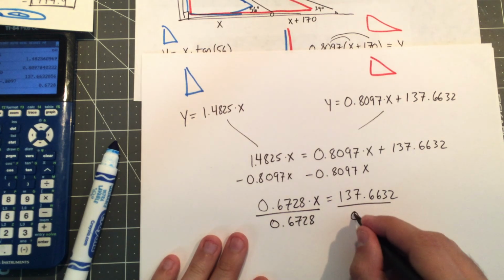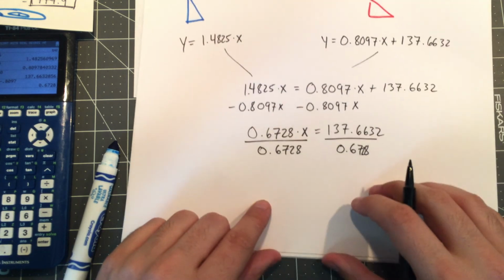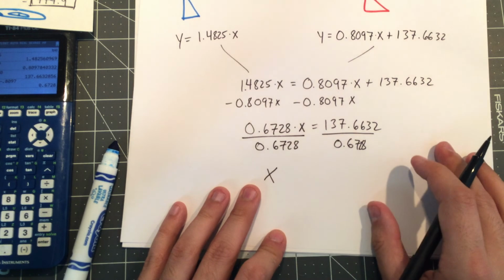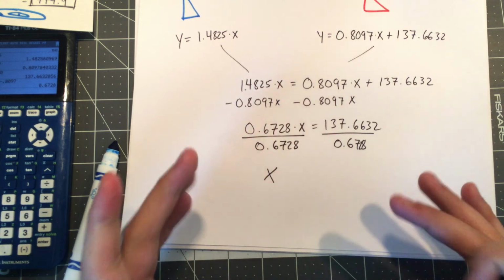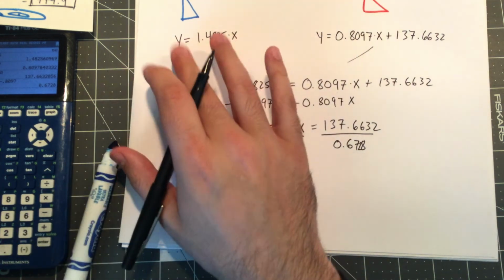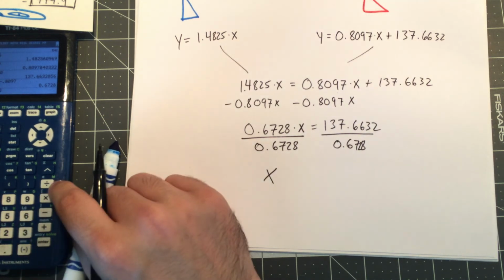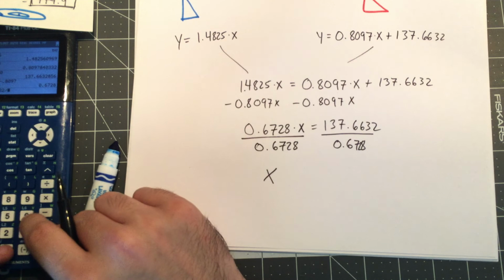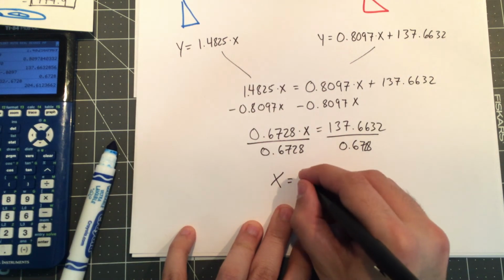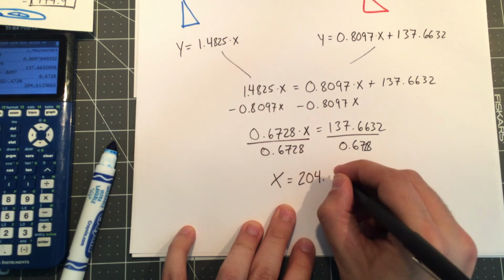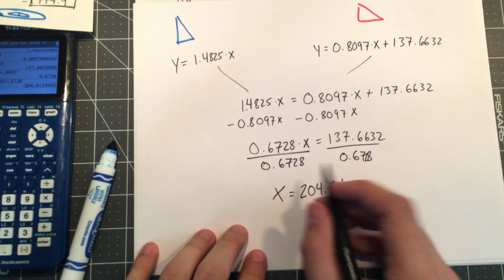0.6728. And then what we're going to do here is isolate x. We're going to have x by itself, and actually, that's going to be our answer. That's great. I isolated y, and that gives us x. 137.6632 divided by 0.6728. And I got x equal to 204.6. And I believe we're in feet. Yes, we're in feet.